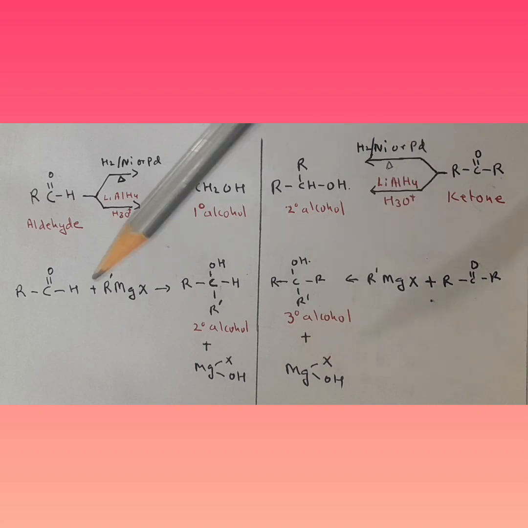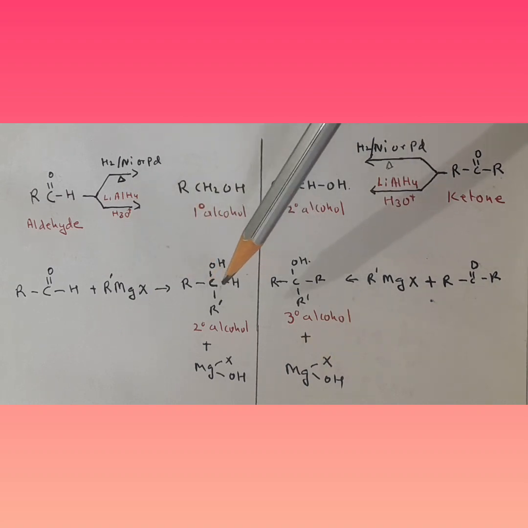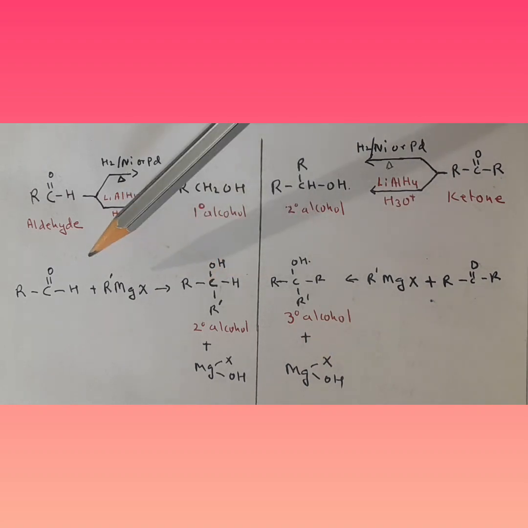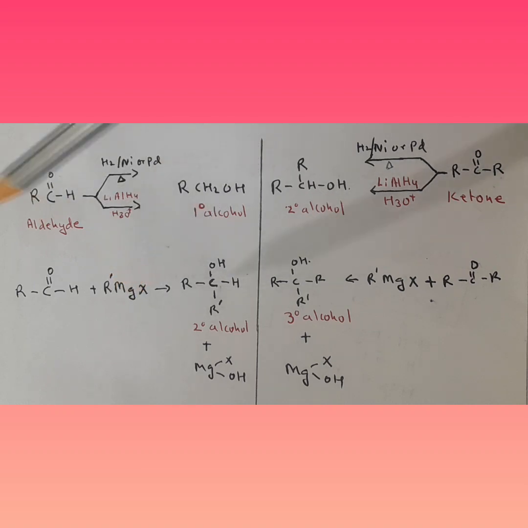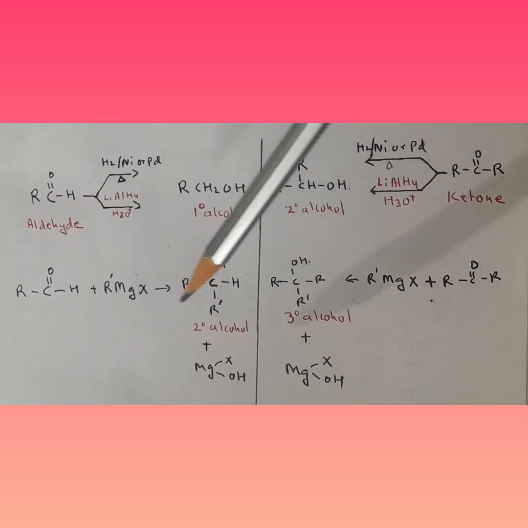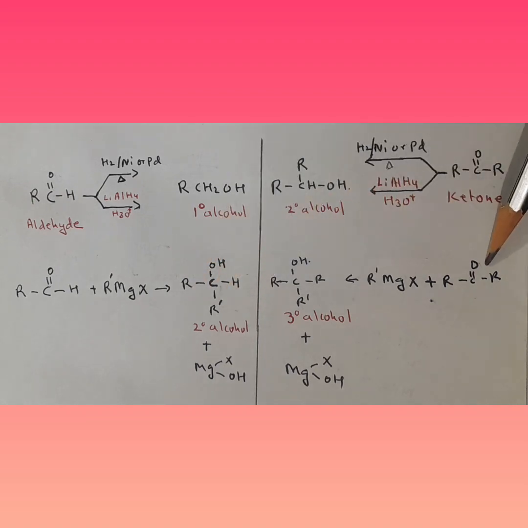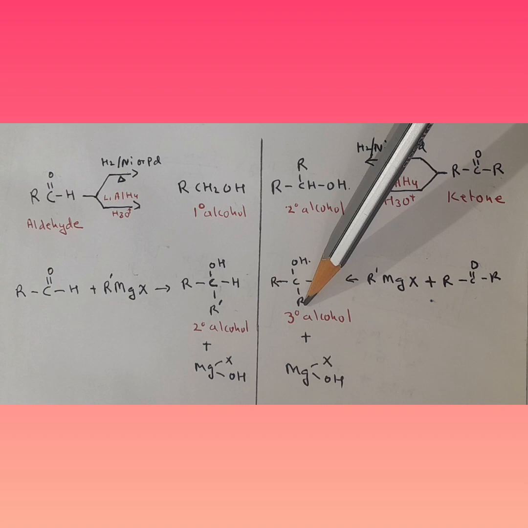Alright, so this was just roughly what I explained. I would carry on shortly with the actual reaction mechanism and how many steps it goes through. So aldehyde, hydrogenation, primary alcohol; ketone, hydrogenation, secondary alcohol; aldehyde, Grignard, secondary alcohol; ketone, Grignard, tertiary alcohol. Alright, so this is what you have got to keep in mind.